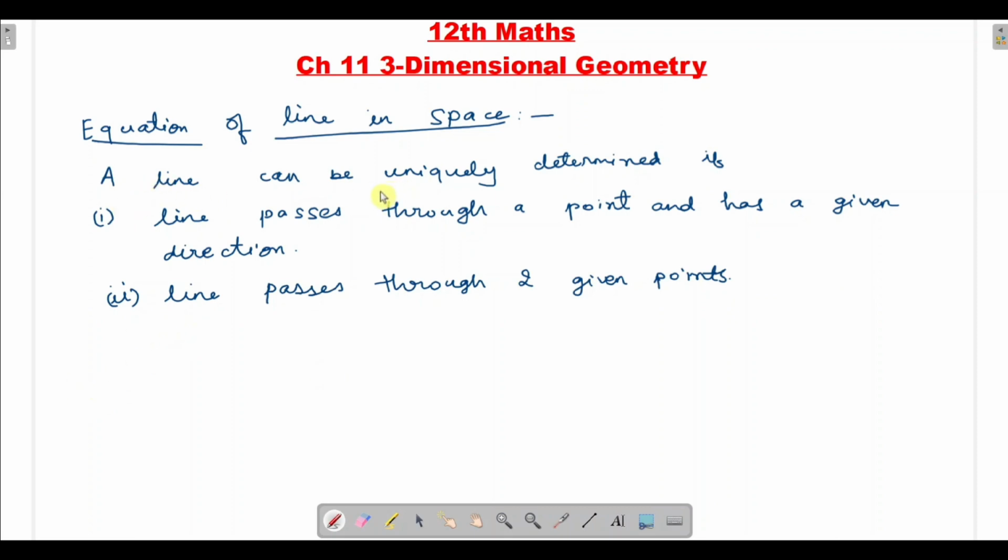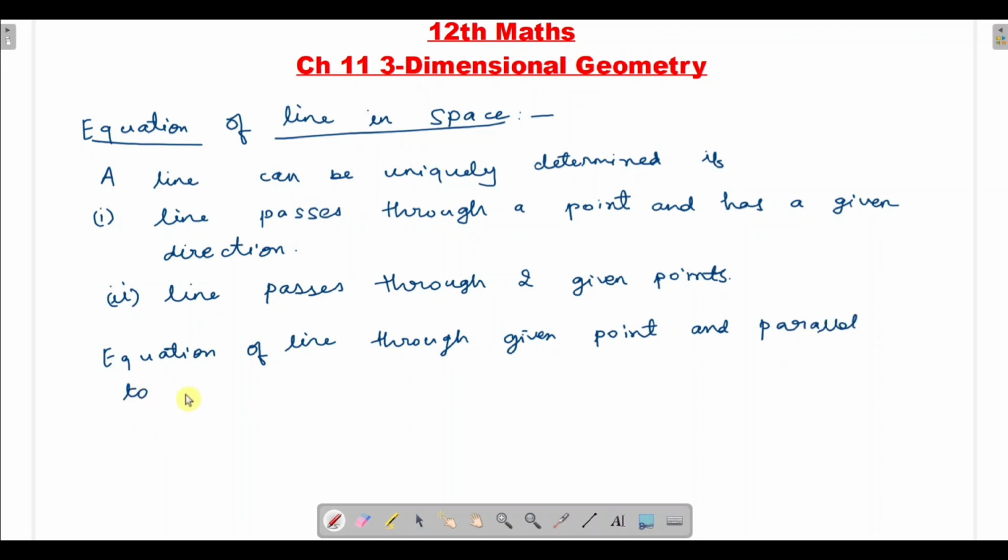Now let us look at how to determine the line by the first method. Equation of line through a given point and parallel to a vector b bar. So this is the subtopic.